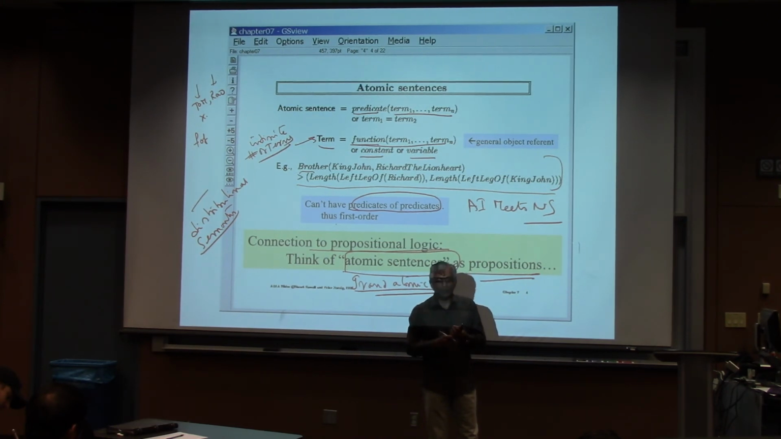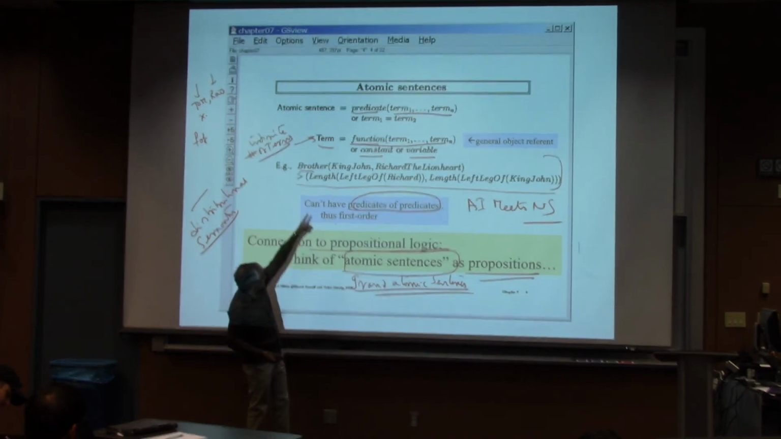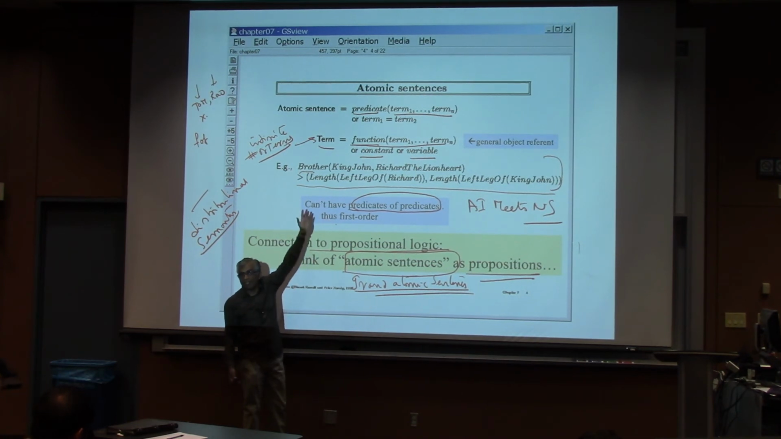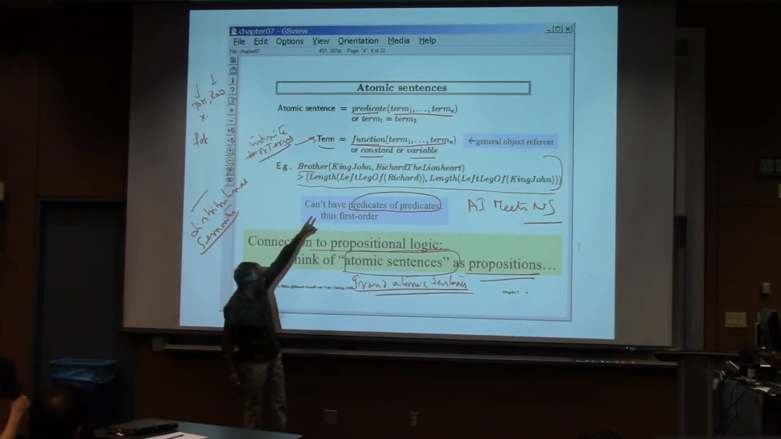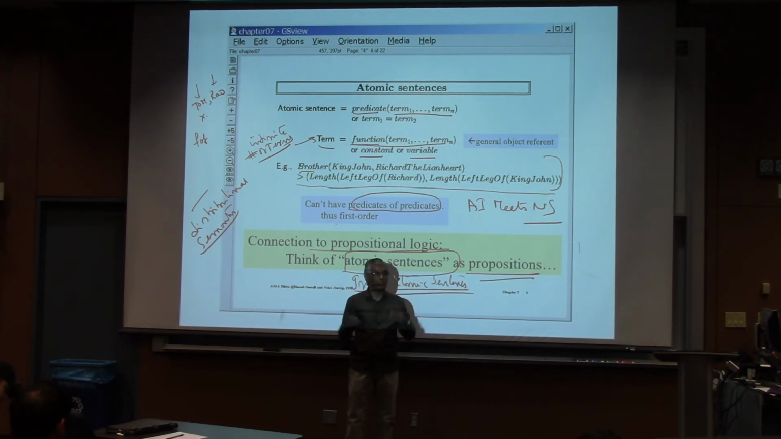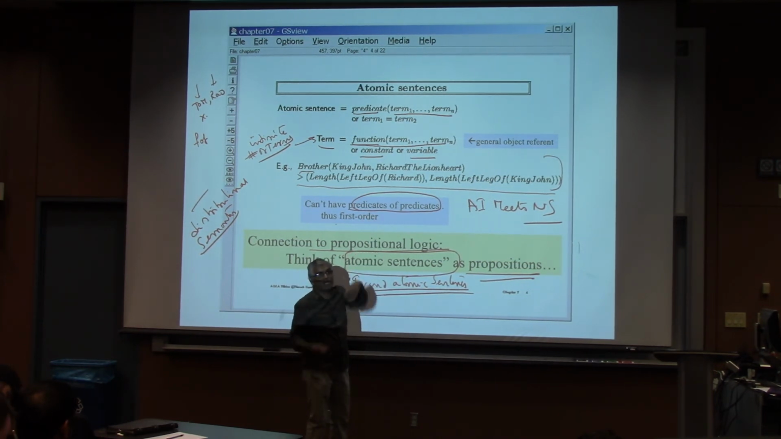Okay, both of these are ground atomic sentences. Brother(King John, Richard the Lionheart) is an atomic sentence because it's a predicate of ground terms. No variables. Ground means no variables. Greater(length(left leg of Richard), length(left leg of King John)) is also a ground atomic sentence. The nice thing is you can think of them, even though you put some nice parentheses and commas so that you feel good about predicates and terms.